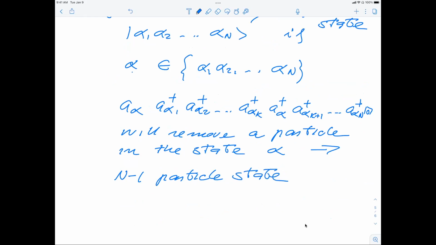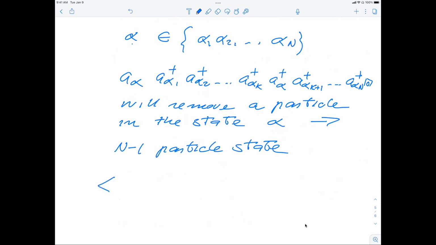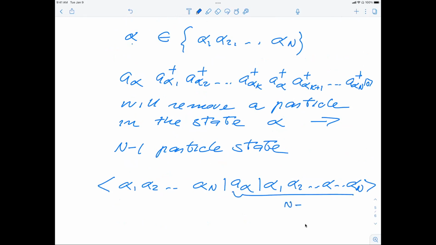So it means if I now take the overlap between the state alpha 1, alpha 2, up to alpha n, and where I have this A alpha acting on the state with alpha 1, alpha 2, and in here there's an alpha, and this moves up to alpha n. The action here is going to produce an n-1 determinant. Here you would have an n particle state, and so this overlap has to be equal to 0, because they would represent states with different numbers of particles.